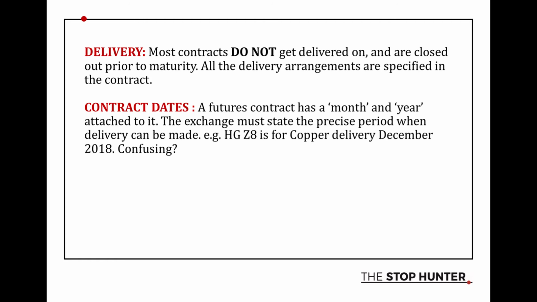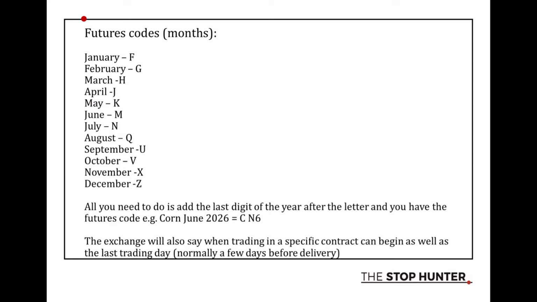In this example, HGZ8 quite simply means, at the time of putting this together, that it's for delivery December 2018. Is that confusing? It is to beginners, but I've put together the code cheat sheet list for you. So each month has its own letter. Now, an example, corn June 2026. How would that read? Well, corn has its own ticker called C, and then we need a space, and actually that should read M because June is M, not N. That's July. It should be C space M6, and that would tell you that it's corn June 2026 expiry.